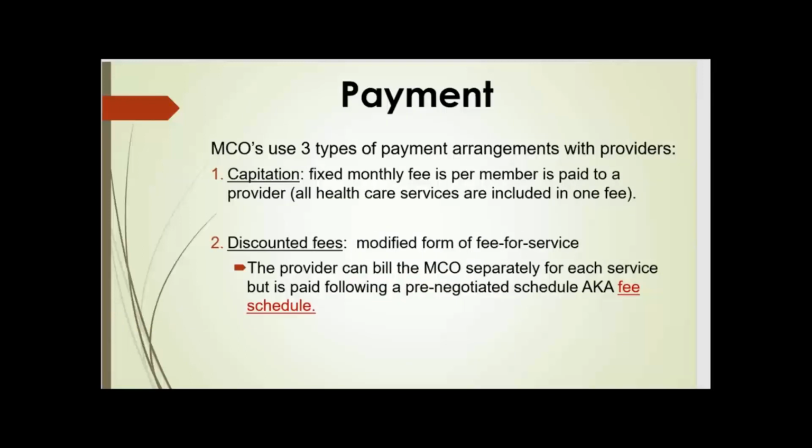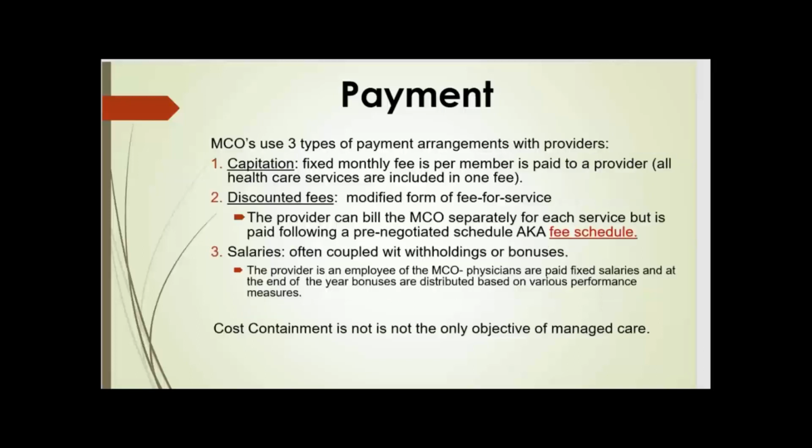All right, just to let you know, slide 8 and 9 actually pretty much say the same thing. So I'm going to be deleting one, and you will have the updated version in the course. So let me do that real quick before I continue and speak about the three main types of payment for MCOs. So here we are. Now, MCOs use three main types of payment arrangements with providers: capitation, discounted fees, and salaries.